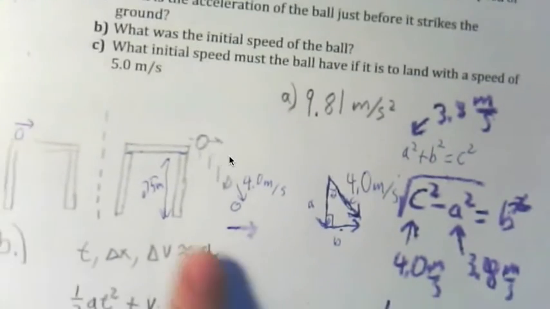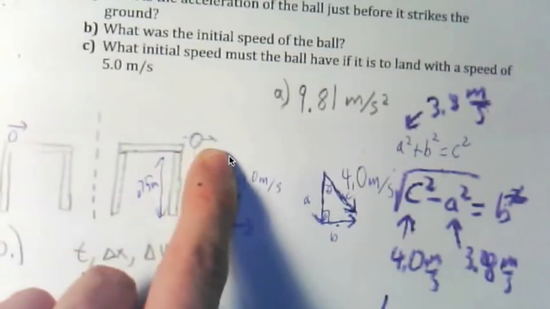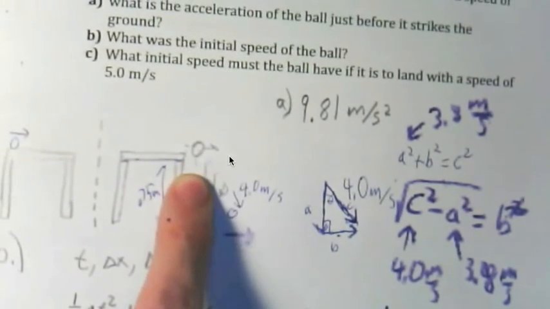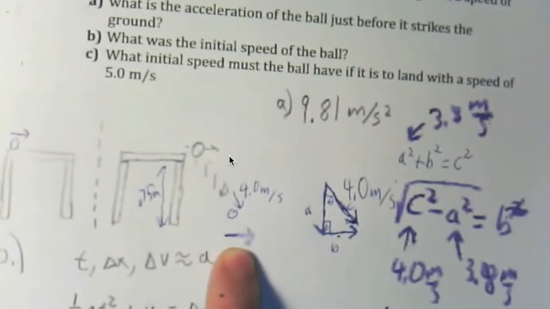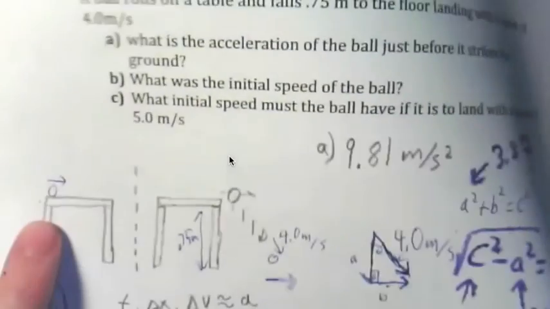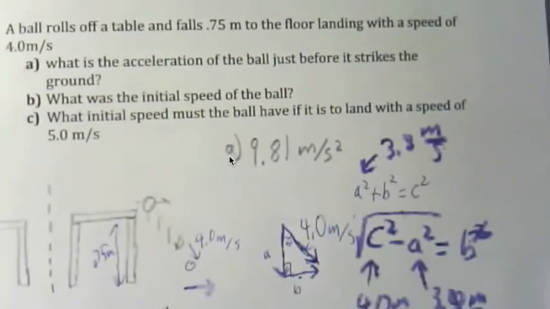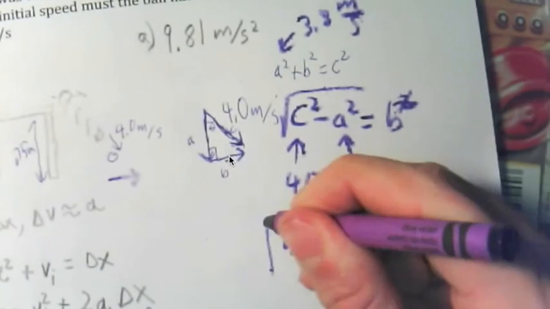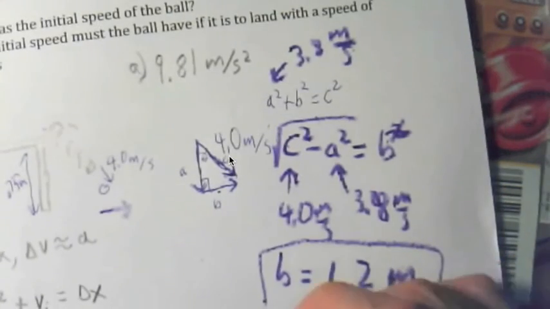Well, you're in luck because there's nothing pushing back on the ball here if we ignore air resistance, which we are in this problem. So this speed has to be the same as the speed it started out with. So the initial speed of the ball is 1.2 meters per second. Great.